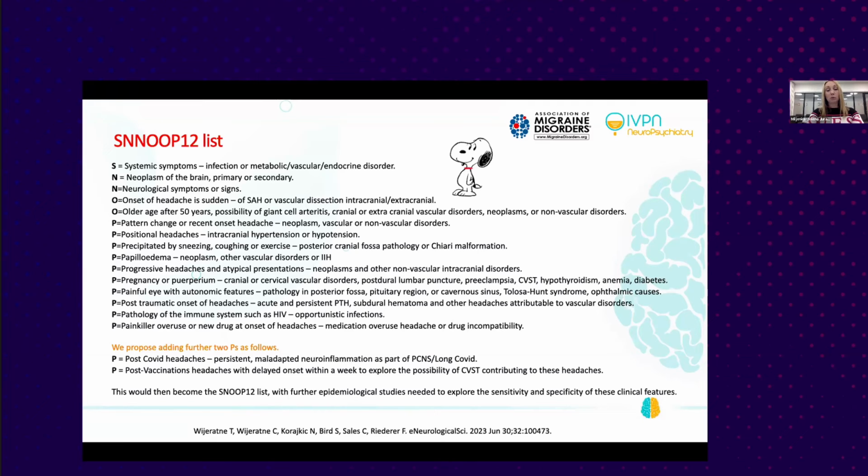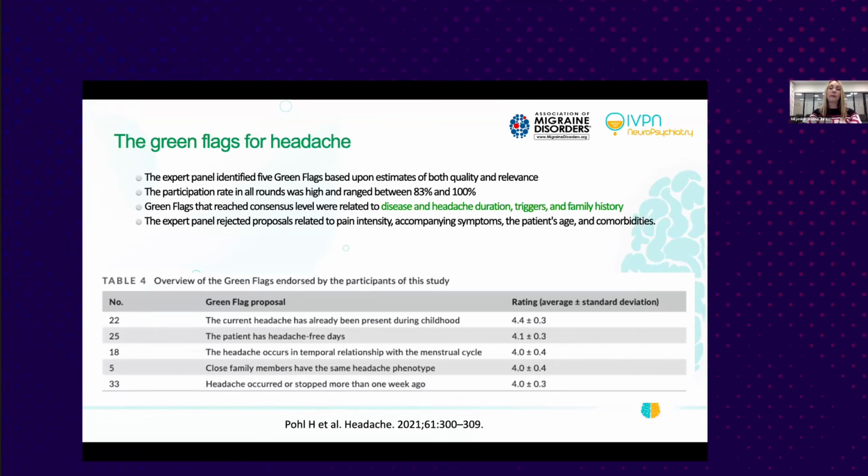But the second one, post-vaccination headaches with a late onset within a week to exposure of the possibility of CVST, is what makes it really important. So increased coagulability and then secondary occurrence of cerebrovascular thrombosis.